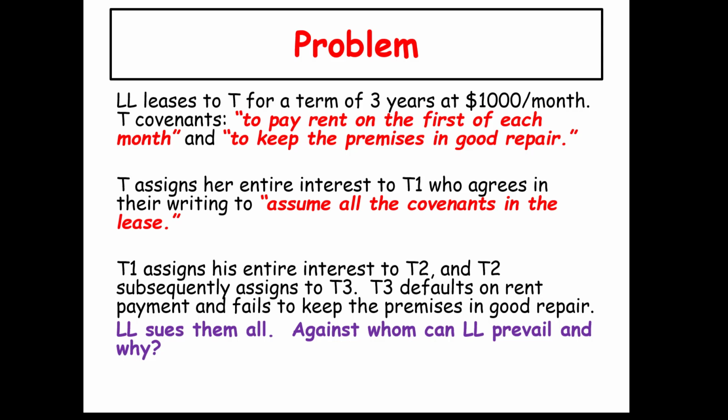T3 defaults on the rent and maybe fails to keep the premises in good repair, and the landlord sues them all, saying, pay me my money and fix my premises like you promised. The question is, against whom can the landlord prevail and why? Now, it may seem a little absurd, but you'd be surprised how often there are these chain transfers of a lease if it's a long lease. So let's look at what happens.